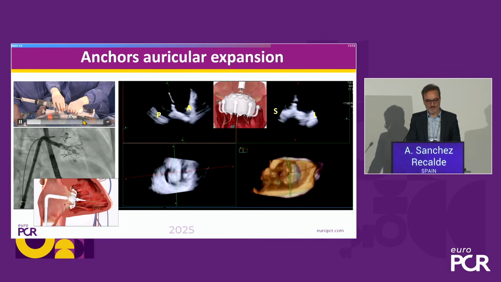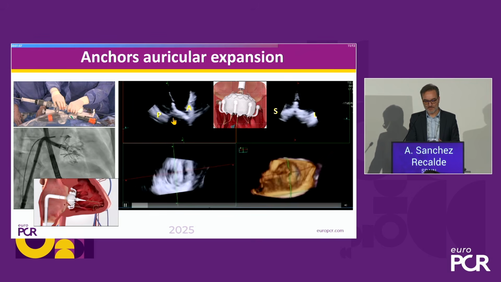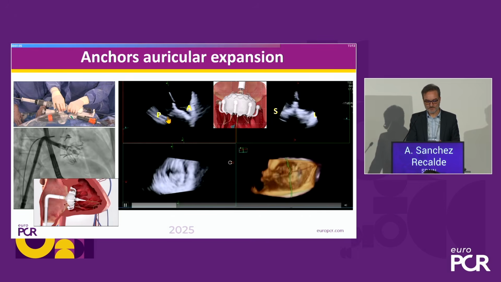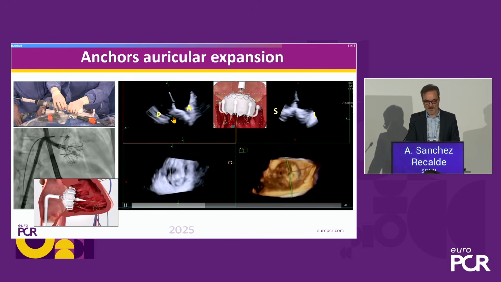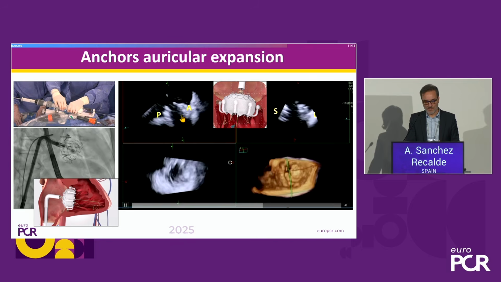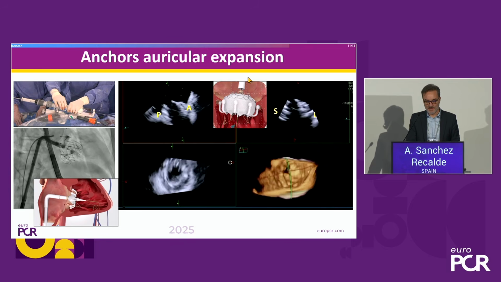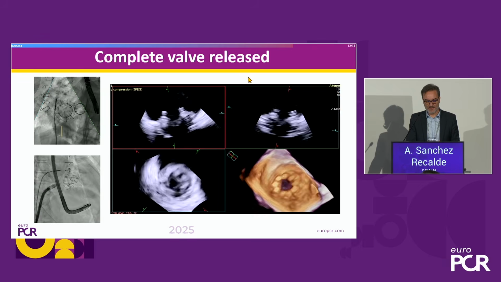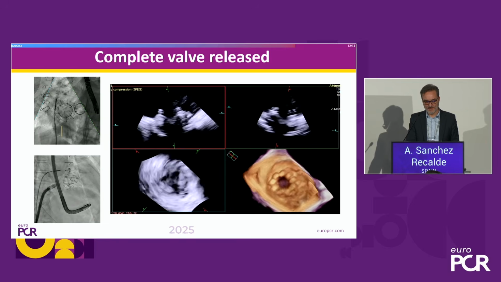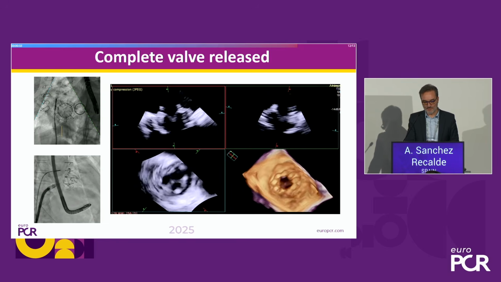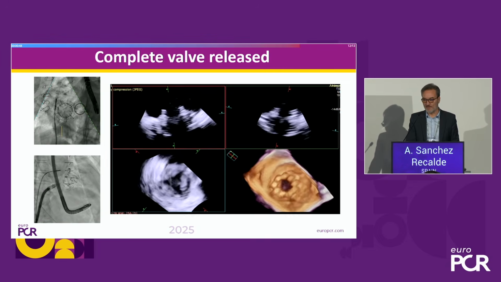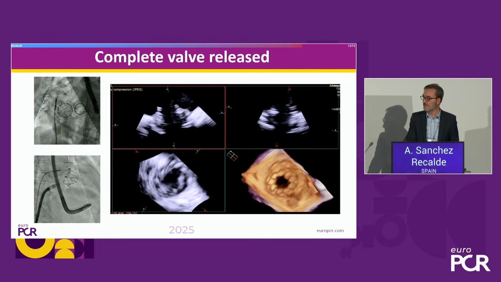Then by rotating the blue capsule, the atrial capsule, the ventricular part of the valve was expanded, and the valve was fully released. And these are the final images from ICE that show an optimal position of the valve with a good functioning of the leaflets of the valve. Thank you so much.